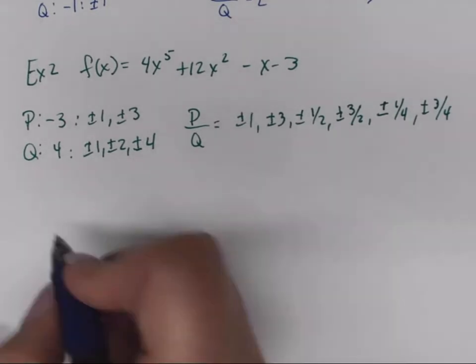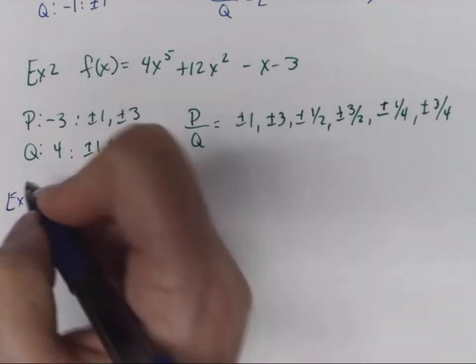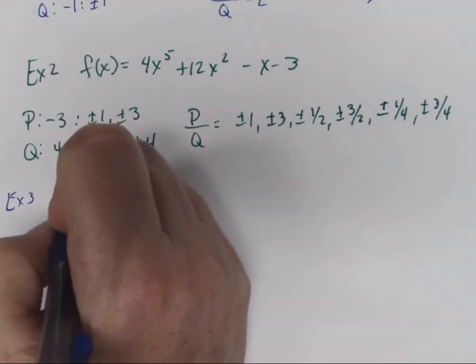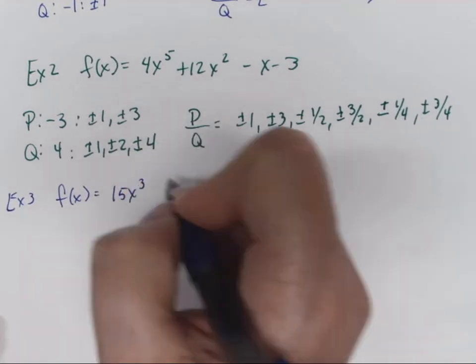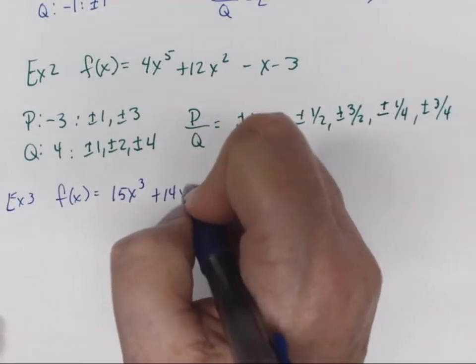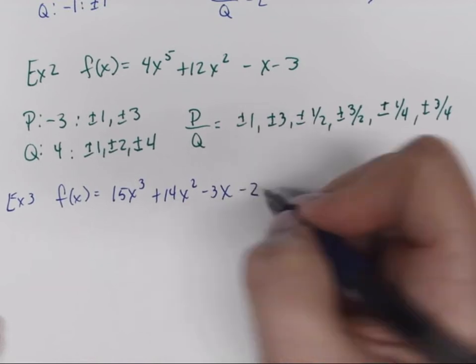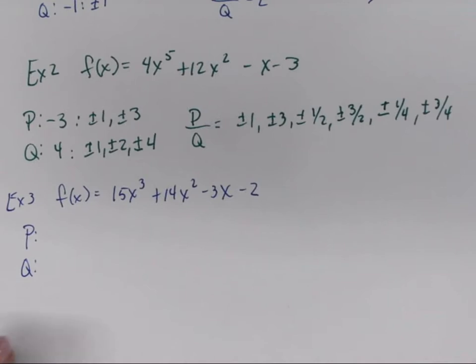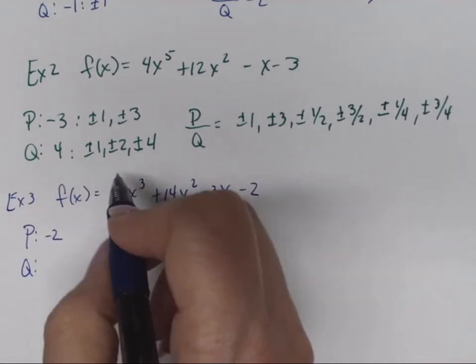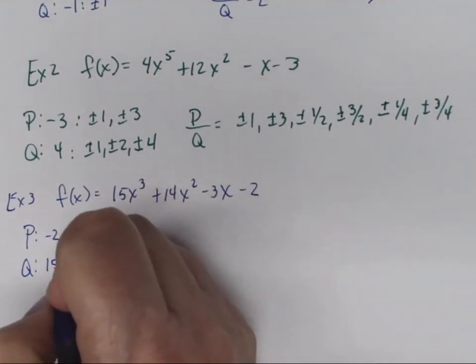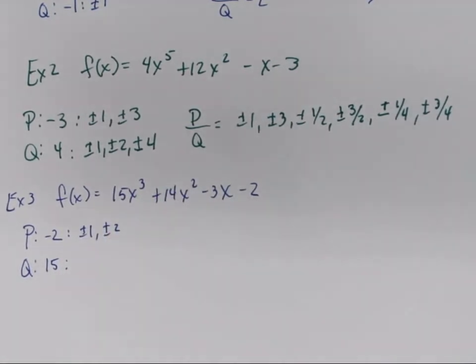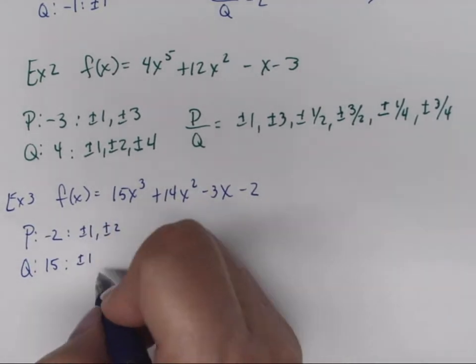All right, let's look at example 3. And remember, the order doesn't matter. You just want to get them all. So if we're looking at f of x is equal to 15x cubed plus 14x squared minus 3x minus 2. Again, we want to look at p and q. So p would be negative 2 and q would be 15. So negative 2 is going to be plus or minus 1 and plus or minus 2. 15 would be plus or minus 1 times 15 and 3 times 5.